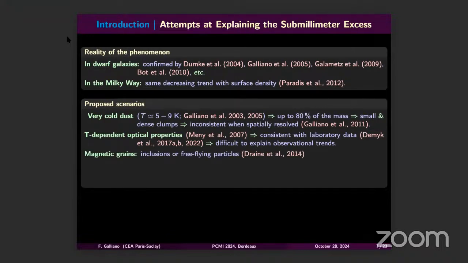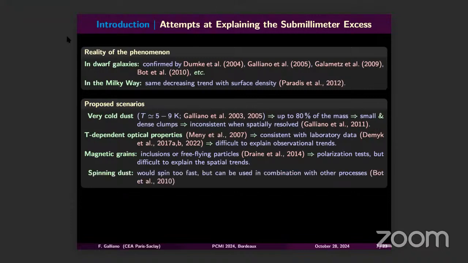Then there was also a model proposed based on the magnetic properties of some inclusions in the grains. That is interesting because there are polarization tests that can be done to see if this effect is real or not. But again, it's difficult to explain the variability that we see, because it would mean that we would destroy these particles as a function of the density. And finally, the spinning dust for the AME that I showed you before was also invoked, but it needs to be combined with other processes, so it's not really a likely carrier.